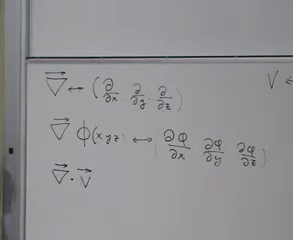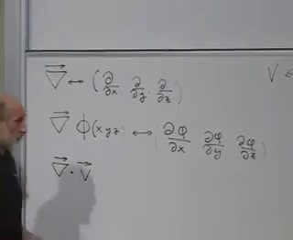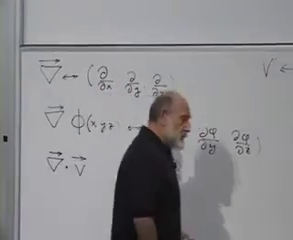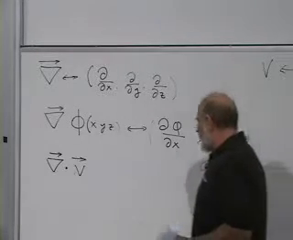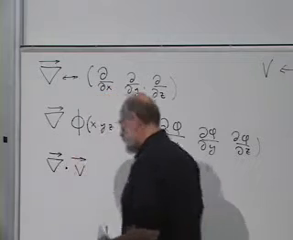Del dot V. That's called the divergence of V. We talked about it last time, but just to give you a little more feel for how the symbols are used. Dot stands for dot product.